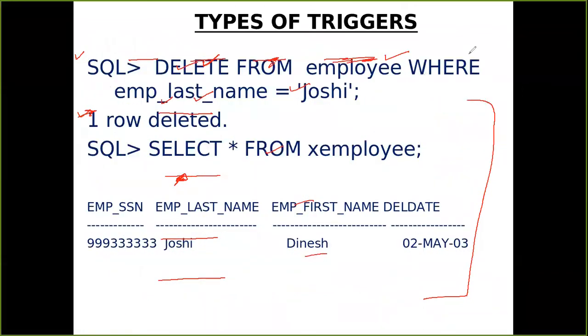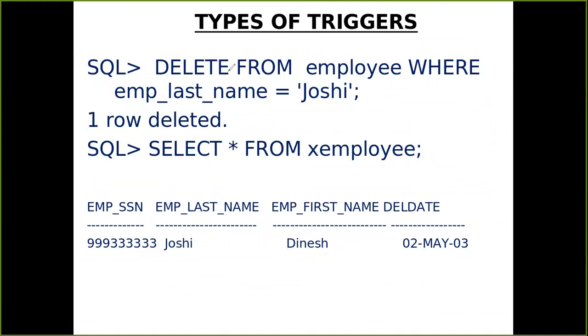This is the last slide. For example, if I write the statement delete from employee where employee last name is Yoshi, one row is deleted. At the same time, if I check the data in my X employee table, I will see the data like this. Whatever was deleted from the employee table is entered into the X employee table by the trigger automatically. I haven't issued any command at the SQL prompt, but this entry is done by the trigger automatically.